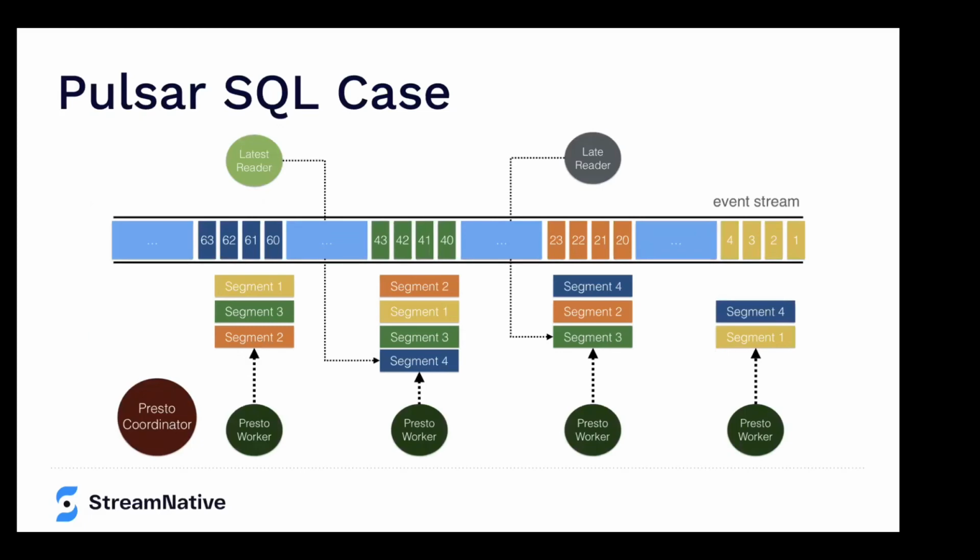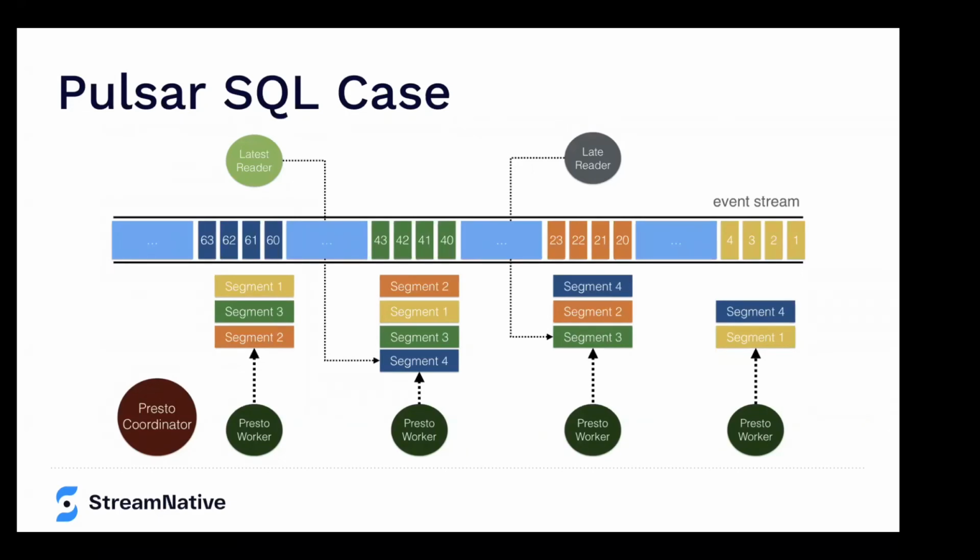Okay, so here is the Pulsar SQL case, which has a large dependency on the segment APIs we have. Since we store data in a segment fashion in the storage system, a Presto cluster, with the help of the Pulsar Presto connector, can have its workers fetch data in parallel from the storage system with high throughput and generate the result for the users.